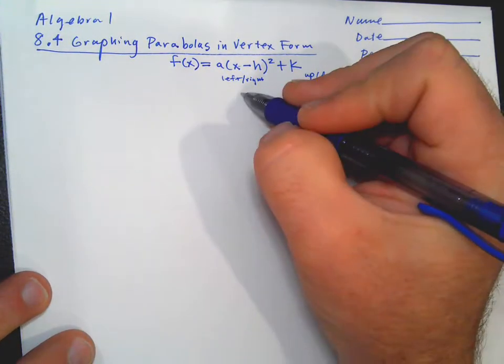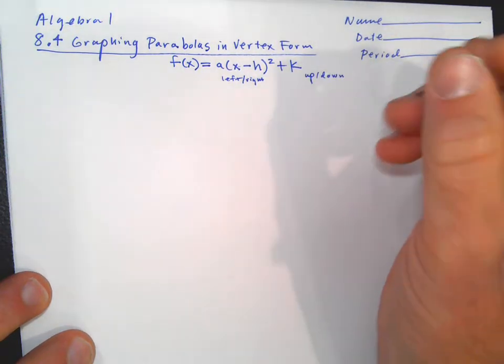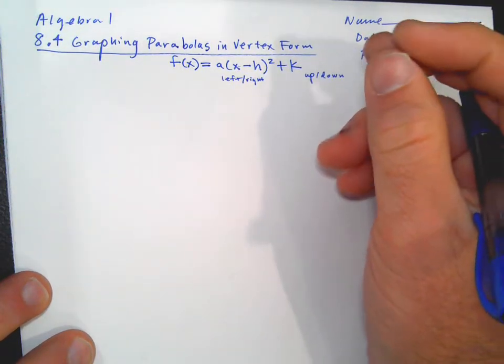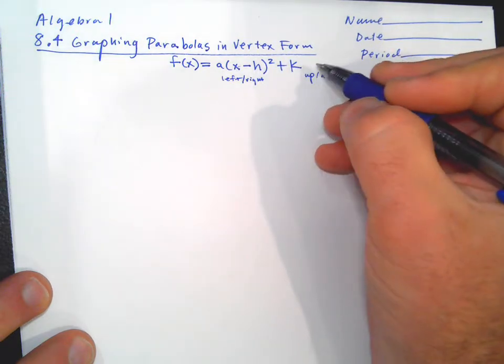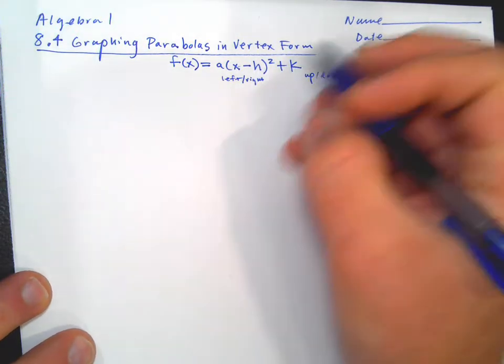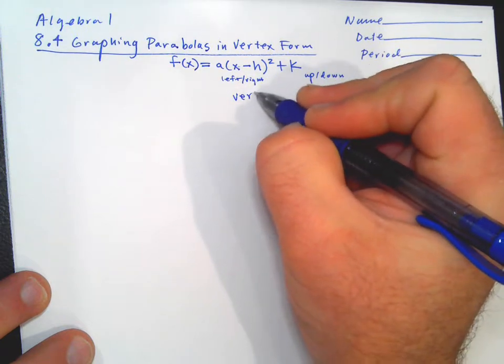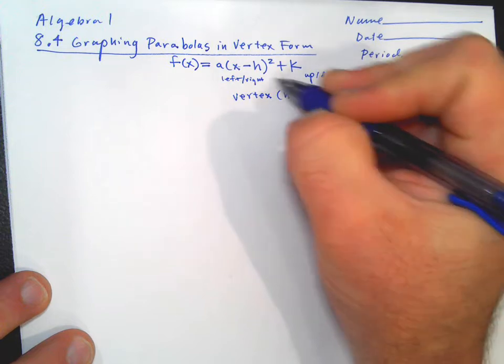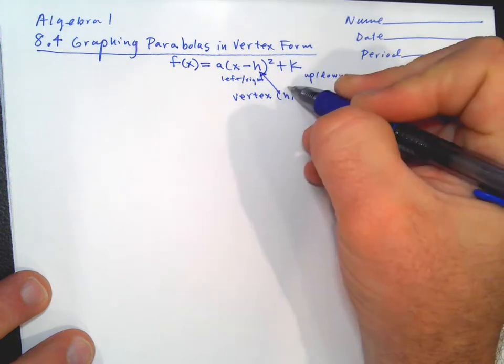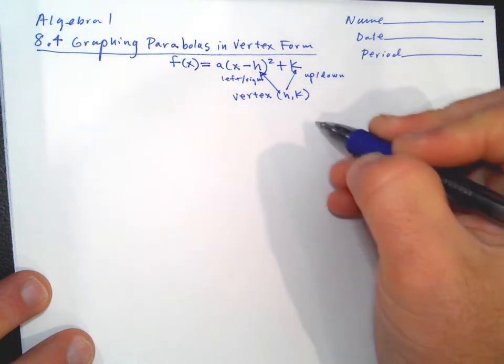Now, even simpler than that, the vertex is usually at (0, 0), the origin. So if it gets moved left or right this much and up or down this much, that should tell you the new location of the vertex. So the vertex is going to be at (h, k). So the h and the k are going to give you the vertex.